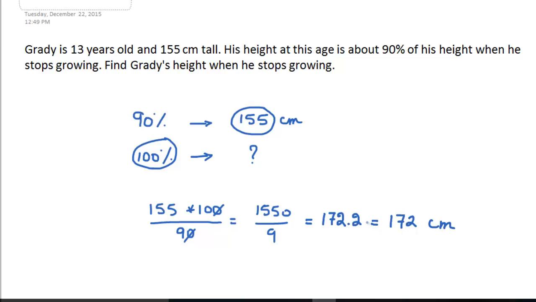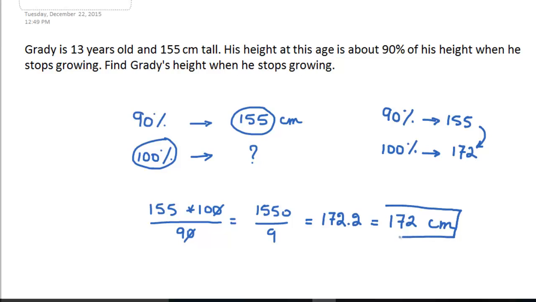That means if 90% equals 155 centimeters, then when it's 100%, when he stopped growing, he reached 172, which is correct for sure. As you can see, the amount has to increase. So this is how we can calculate his height when he stops growing.